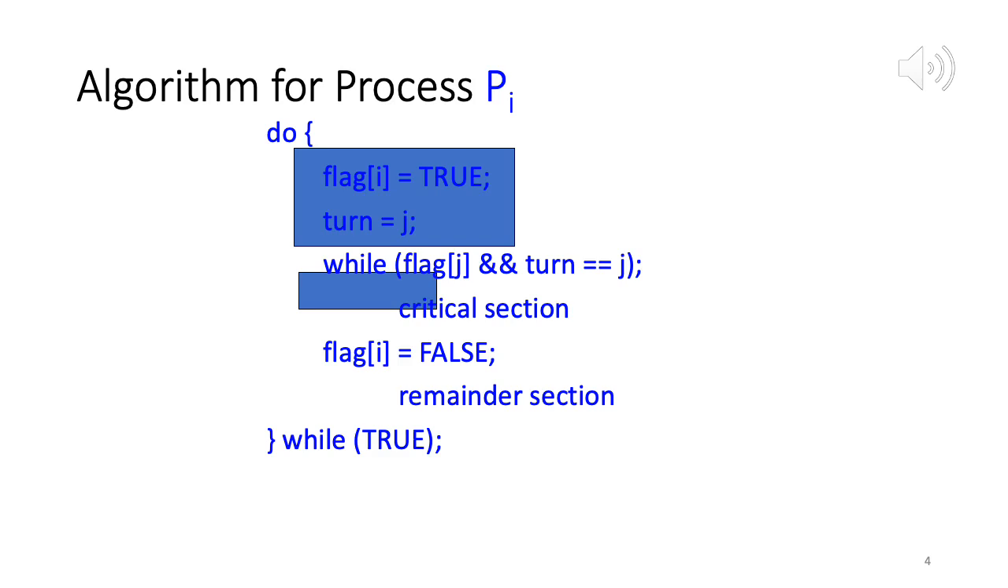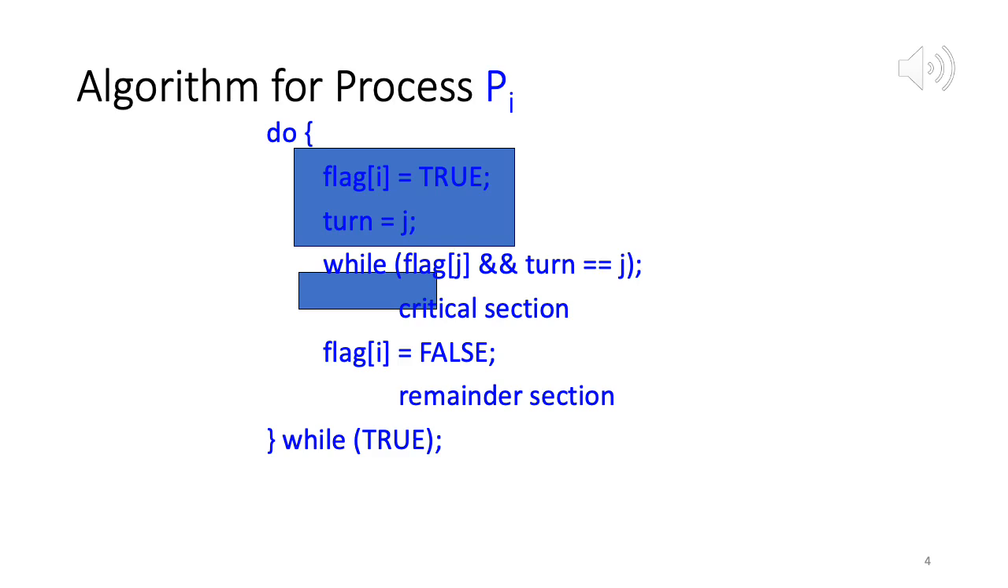Now for the critical section, what check do we make? While flag J and turn equal to J. So if flag J is true and if it's J's turn, then J should enter its critical section, right? So then what will Pi do? It will just wait. As long as this while condition is true, which means flag J is true and turn is equal to J, this process Pi will just wait at this while, outside its critical section.